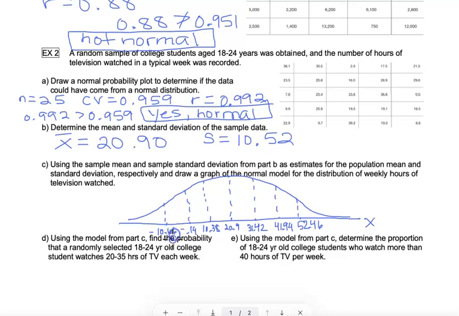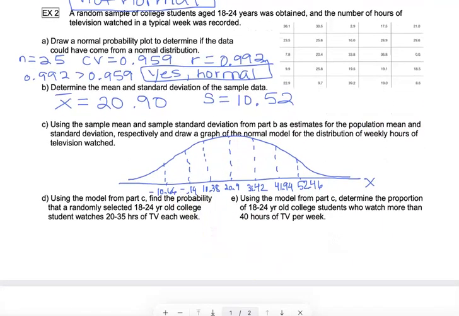10.66. Now, we know that negative values don't really make sense in real life, but that's why we're saying that this is approximately normal. And so obviously the part that we're off is on the bottom part, because we know we can't watch a negative number of hours of TV.